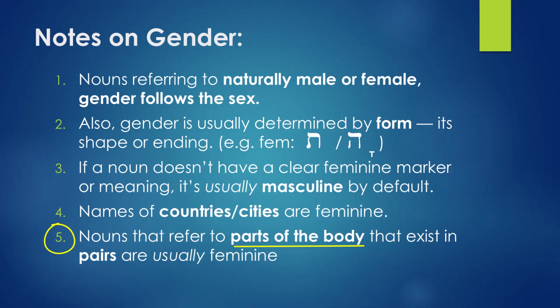So the words for eyes, hands, ears, feet, these that work in pairs are going to be feminine in Hebrew. But head, mouth, nose, heart, these single central organs of the body are going to be masculine because they work independently. And so this is just how Hebrew works. So pairs are going to be feminine, single parts are going to be masculine.